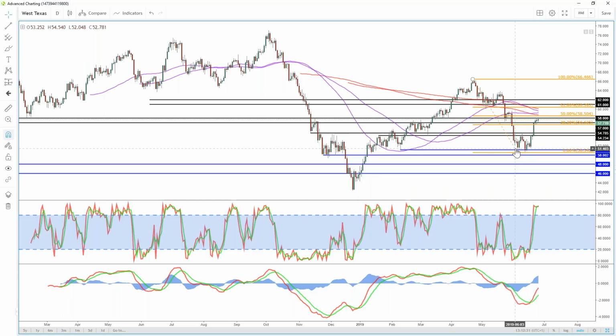I'll be putting a piece up about oil later, Nita, so if you want to check that out, and if you've got any questions, please do just reach out to me on Twitter, and I'm always happy to help. But I do think this is a really interesting chart right now.